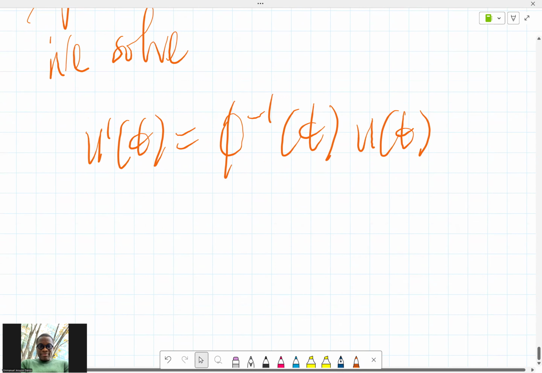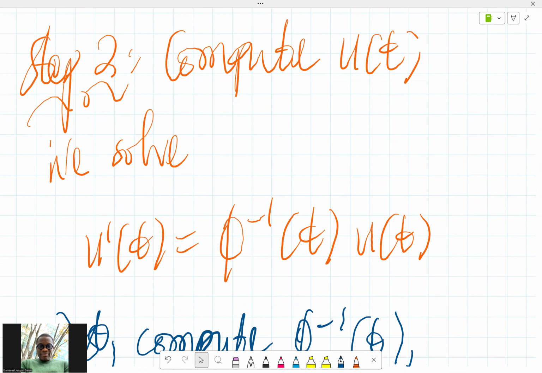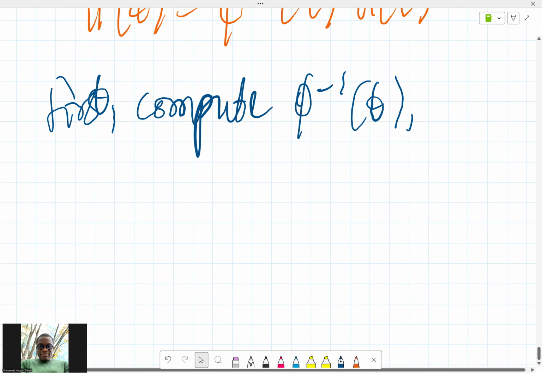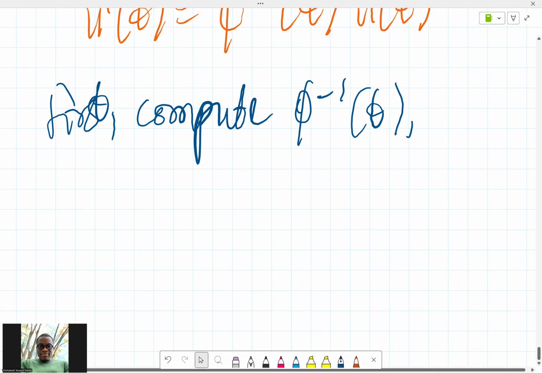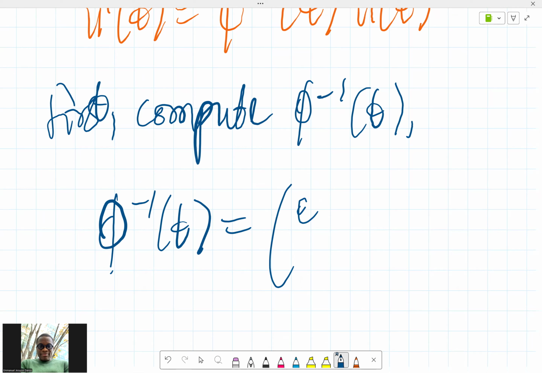So the first thing we want to do is to first compute phi inverse of t. We already know phi inverse. This is it here. So I think that's pretty easy to know that phi inverse of t is simply equal to, so the phi inverse we had already is e raised power t, 0, e raised power 3t, e raised power 3t.